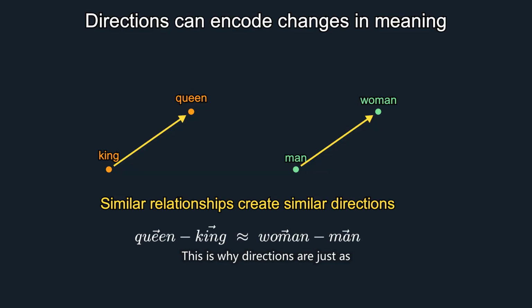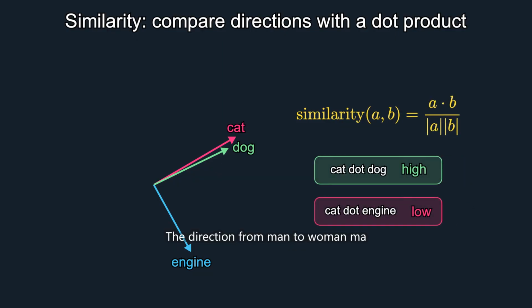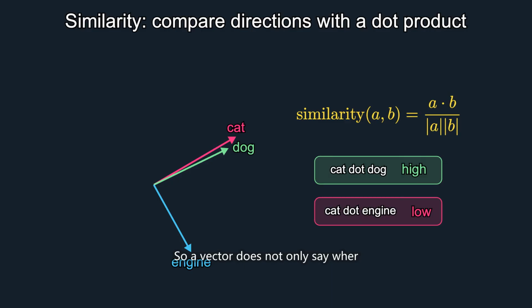This is why directions are just as important as positions. The direction from king to queen may capture a shift in gender and role. The direction from man to woman may capture a related shift. So a vector does not only say where a word is. It can also say how one meaning changes into another meaning.